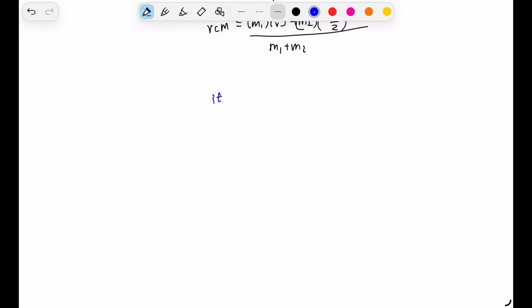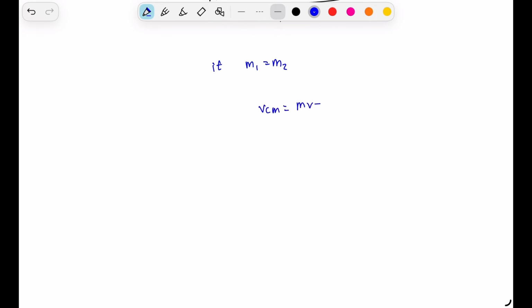Another thing is you can say if m1 was equal to m2 in this problem, then this would simplify down to v center of mass is mv minus mv over 2, over 2m. In that case, v center of mass is equal to v over 2 over 2. Then you would have v over 2 times 1 over 2, and this would be equal to v over 4.